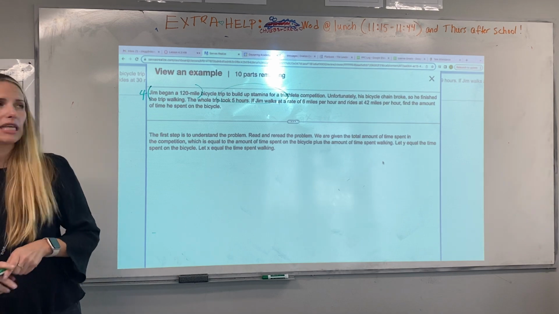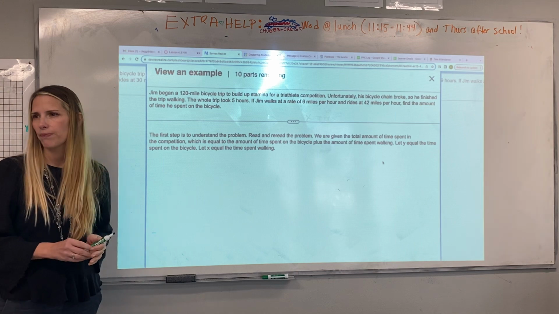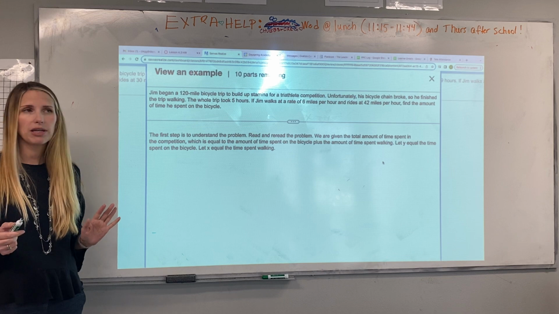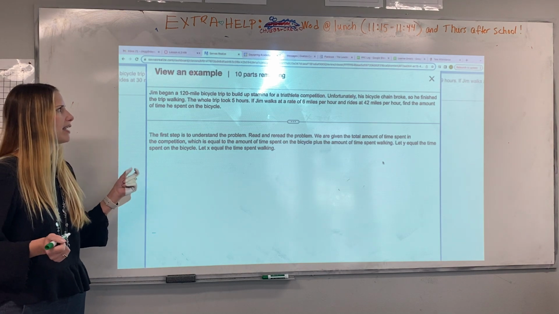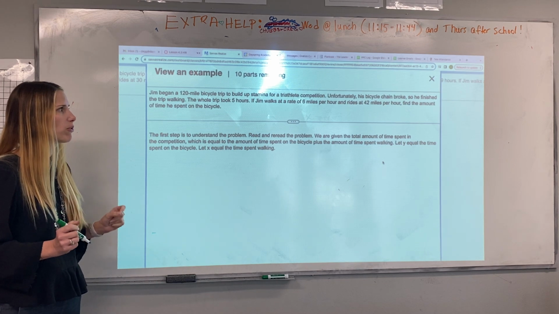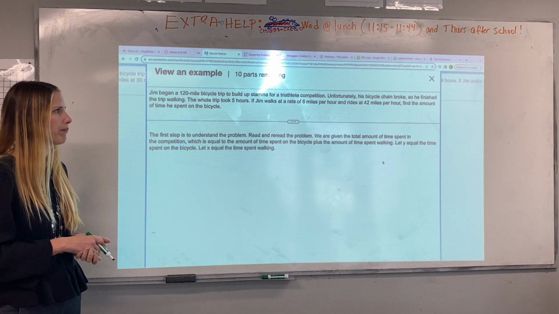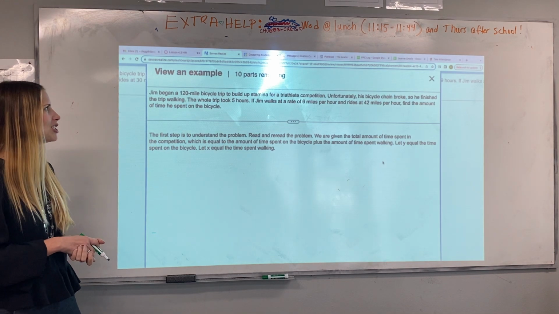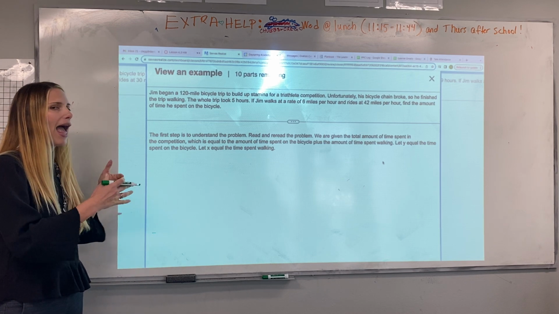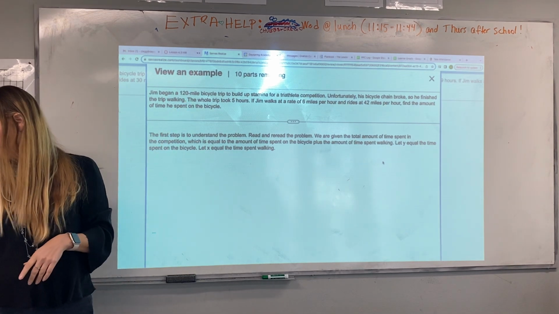Okay, I'm just gonna keep it simple, so I don't have to write too much on the board because I have to make charts and everything. So I'm just gonna use an example, okay? Your numbers will probably be different, but that's okay. Jim began a 120-mile bicycle trip to build up stamina for a triathlete competition. So his trip is a total of 120 miles. Unfortunately, his bicycle chain broke, so he finished the trip walking. So he biked and he walked to complete the 120 miles.